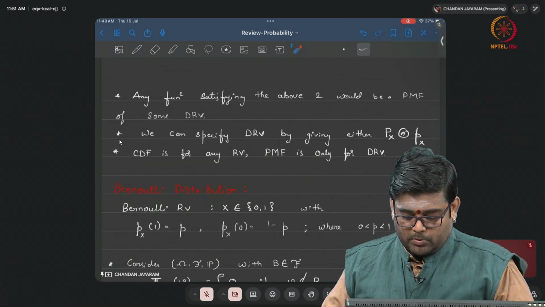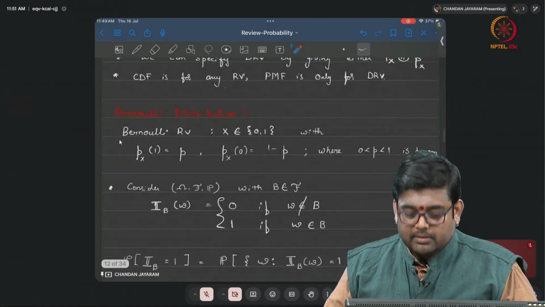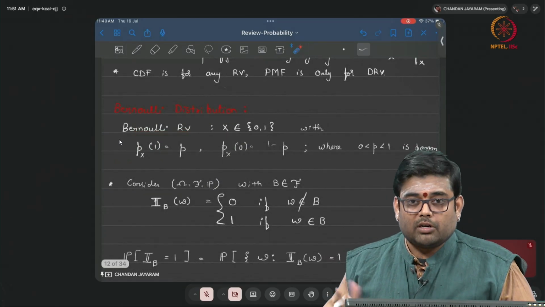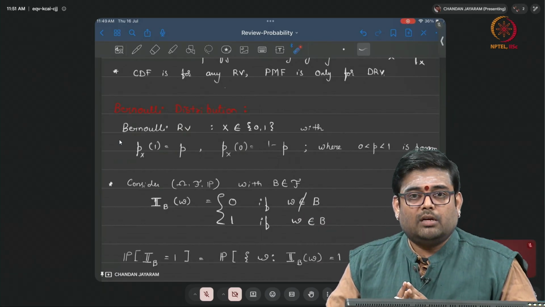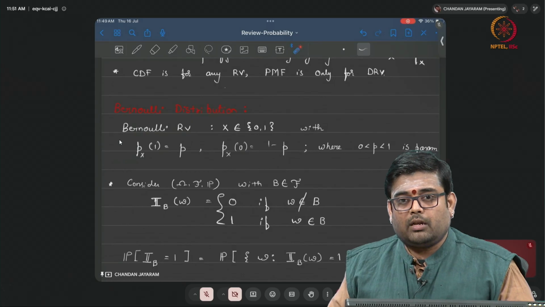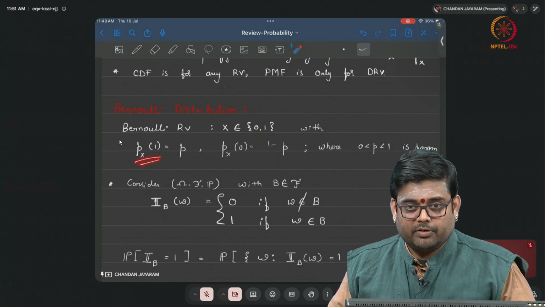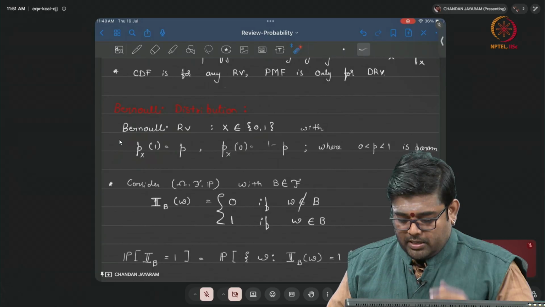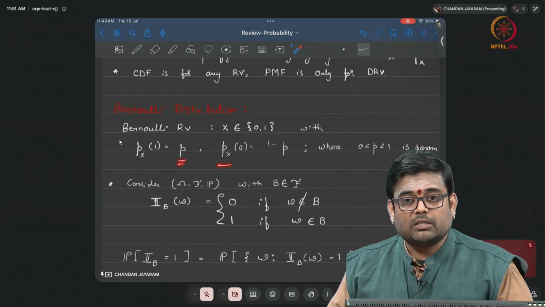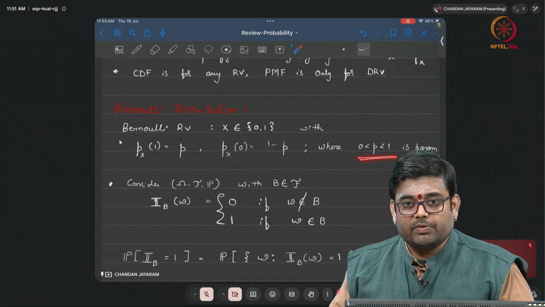Now let us see some examples of discrete random variables. The first is the standard Bernoulli random variable. One example of a Bernoulli random variable is a coin toss. The outcomes X can take are two events, success and failure. The PMF of the success, or whatever number the success has been mapped to, is p, and the failure is 1 minus p, okay. And the value of p has to be between 0 and 1.